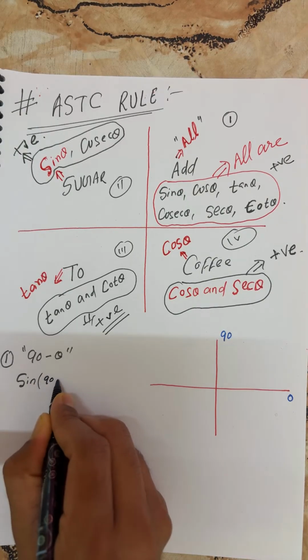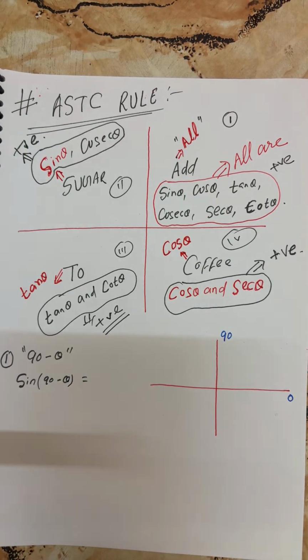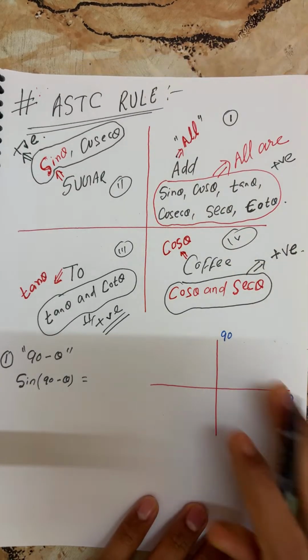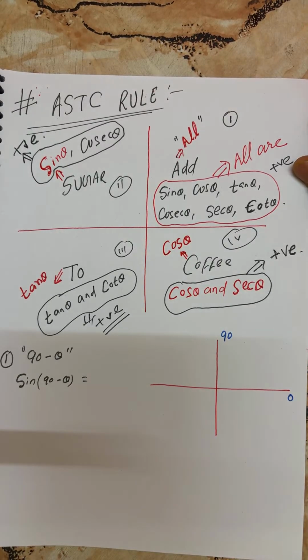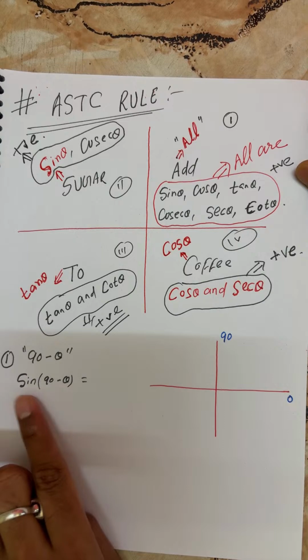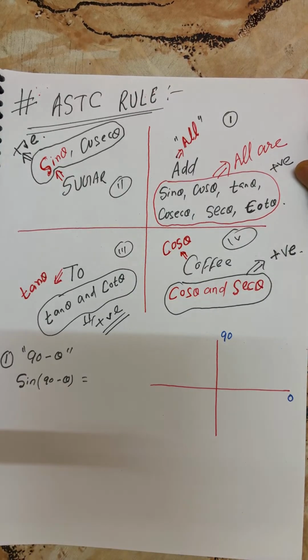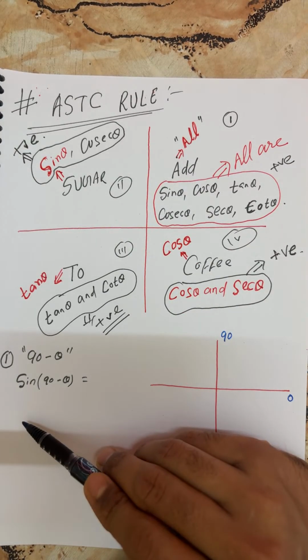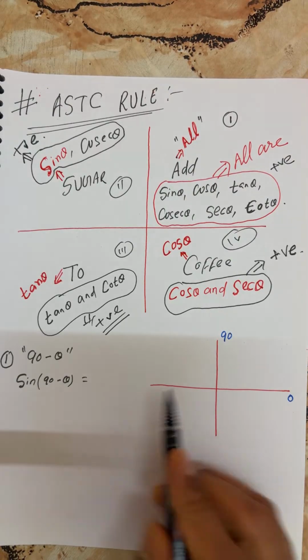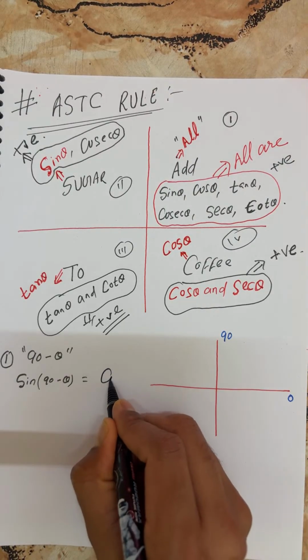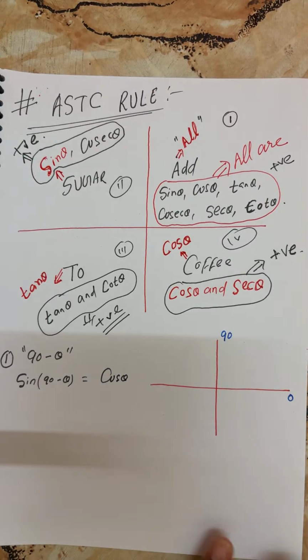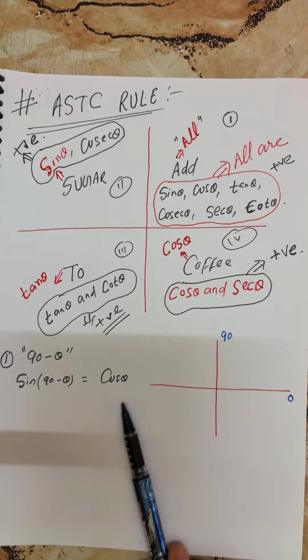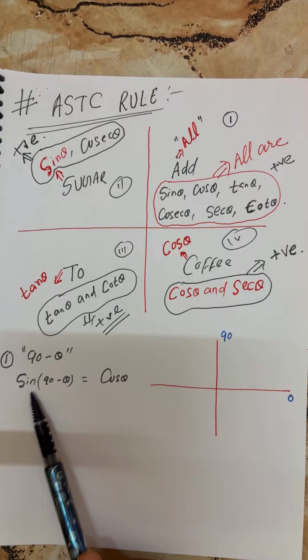Sine of 90 minus theta. We remember here this is 90 degree. If any function is from 0 to 90, they will change its function: sine goes to cos. Now it totally depends on the initial function, in which quadrant we are talking. So we are pretty sure sine will go to cos theta. Now plus cos or minus cos depends on the initial function.